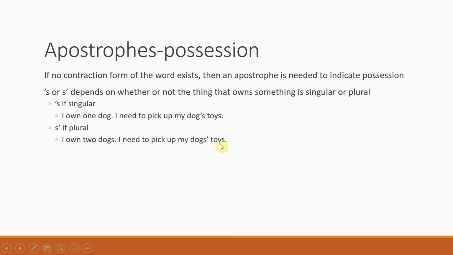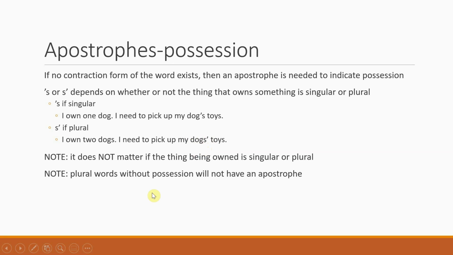Again, toys is plural, doesn't matter. All that matters is how many dogs are owning anything. I want to point that out one more time. It does not matter if the thing being owned, aka toys in this case, is singular or plural. All that matters is the thing that's doing the possessing or the owning.